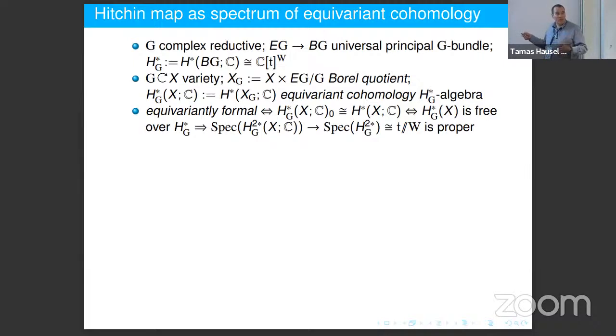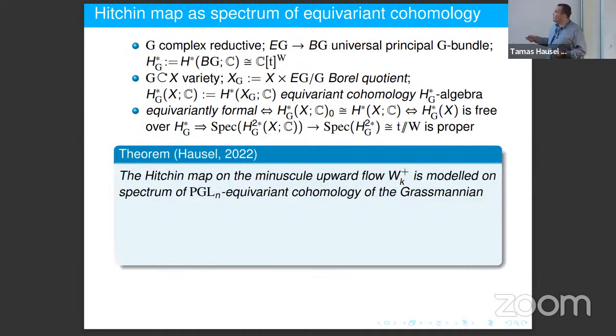So you again have a very nice map, very similar to the Hitchin system on these upward flows. And it could even happen that this is going to be a vector space itself. And when it happens, it really is going to look like the Hitchin map on an upward flow. And indeed, in this case of the minuscule upward flow I defined on the last slide, you can show that the Hitchin map on it is modeled on the spectrum of equivariant cohomology of the Grassmannian.